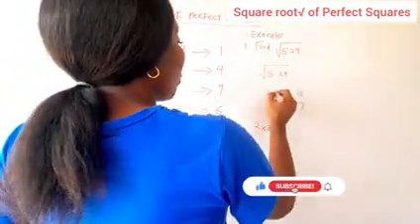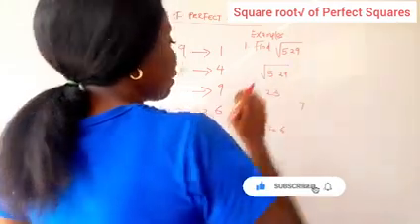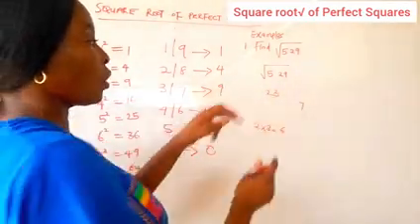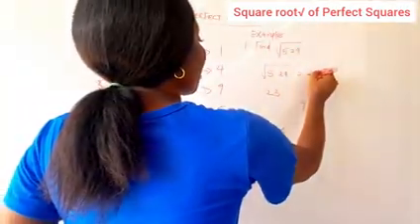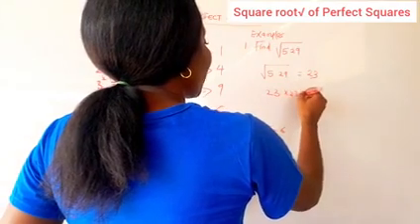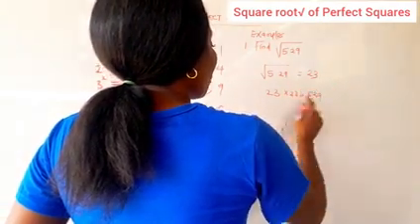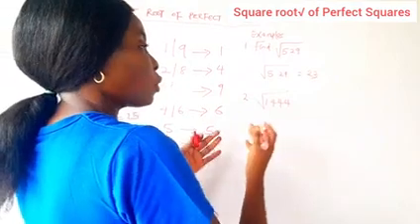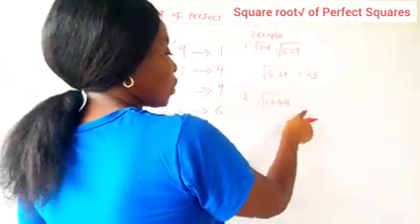So this gives us what? 23. So 23 times 23, so our answer is equal to 23, because 23 times 23 gives us 529. Example 2, let's look for the square root of this number.